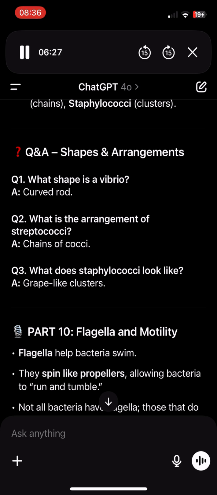Part 10. Flagella and motility. Flagella help bacteria swim. They spin like propellers, allowing bacteria to run and tumble. Not all bacteria have flagella. Those that do are motile.